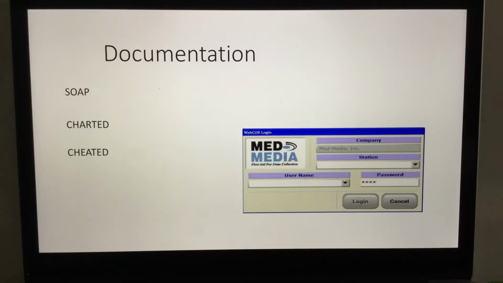We'll also identify and document all the history of the present illness or injury. We'll also record vital signs and anything that we find on physical examination. We'll then document anything that we treated our patient with, and the reassessment and evaluation post-treatment.